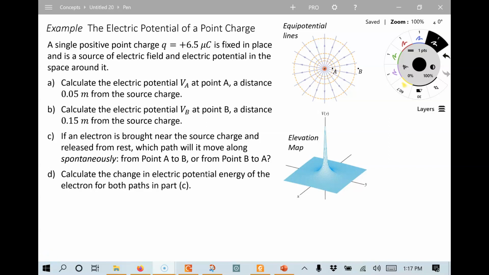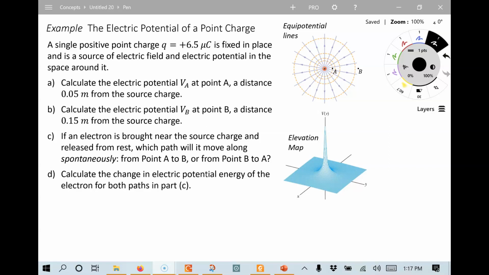Hi, this is an example problem, the electric potential of a point charge. So far in chapter 19, we've mostly been looking at how charges are influenced by the electric potential, how it changes their electric potential energy, etc. However, the electric potential itself is generated by other charges. We call these source charges.